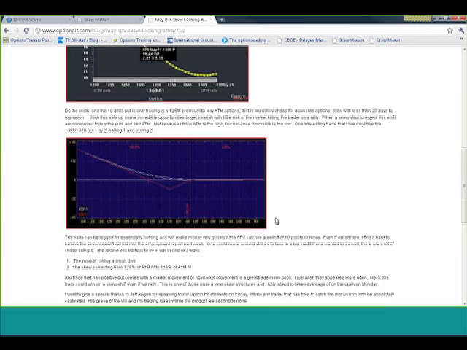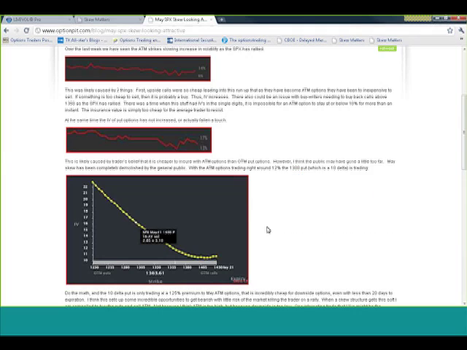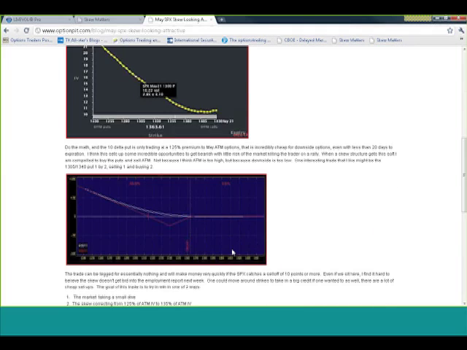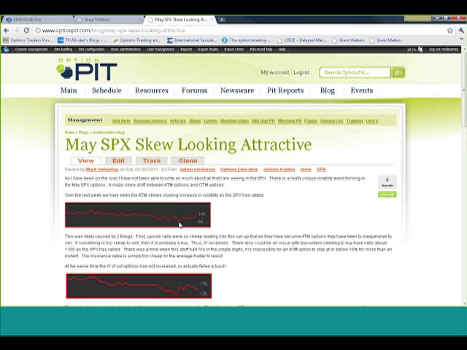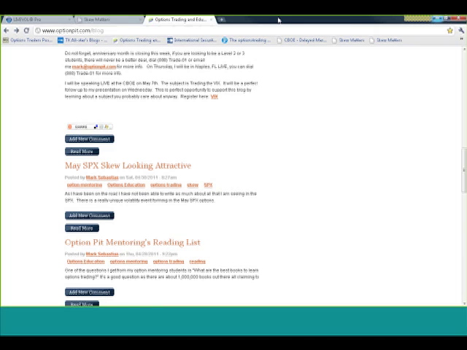No, if you go to my blog on Monday, I put up a May SPX skew trade that is absolutely crushing it, and it was just because I was noticing that you got really flat. And so I write on my blog every day kind of what I think is useful information.